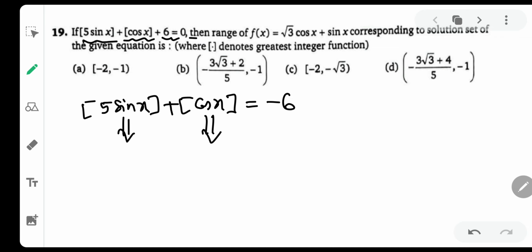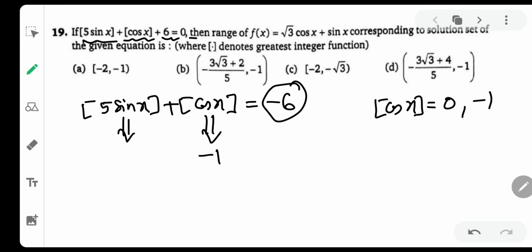Now as you can totally guess, GIF of cos x can get values as 0 and minus 1. Over here, by looking at the question, the right hand side is totally negative. That is why GIF of cos x will be minus 1. Now for that, there should be some particular values of cos x. We will see to it, but then GIF of pi sin x should be equal to minus 5. Now have a look at it. Minus 5 plus minus 1 equal to minus 6, and it is getting satisfied.